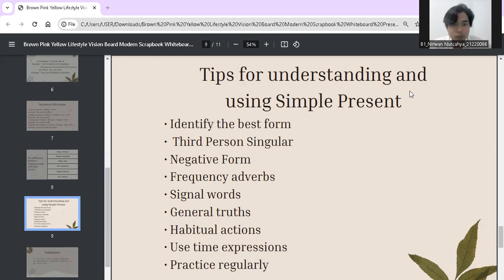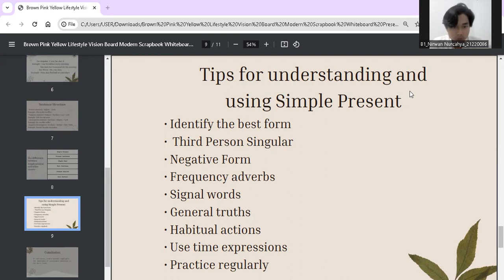And for the third person singular, remember to add an s to the base form when the subject is he, she, or it. For example, he eats, she sleeps, it works. For the negative form, to make a negative sentence, use do not, don't, or does not, doesn't before the base form. For example, I do not eat meat. She doesn't work on weekends.